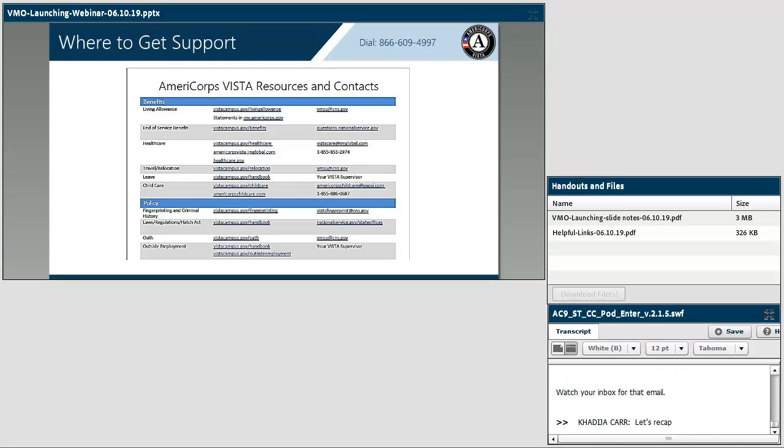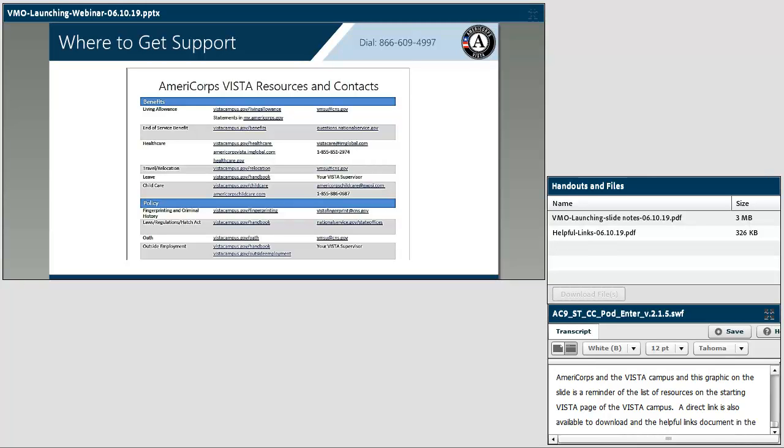Let's recap some of the many sources of support for VISTAs. You already know about My AmeriCorps and the VISTA campus, and this graphic on the slide is a reminder of the list of resources that's on the Starting VISTA page of the VISTA campus. A direct link is also available to download in the Helpful Links document in the Handouts panel.